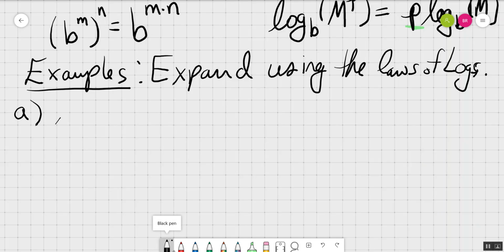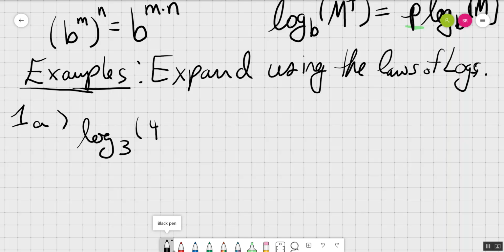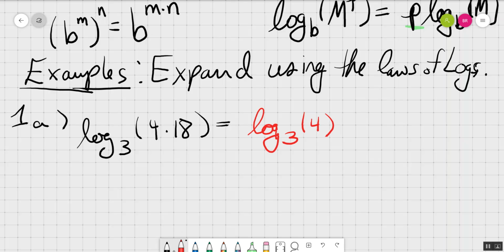So first up, I'll have a bunch of sets of these, so let's do 1a. The log base 3 of 4 times 18. That will be equal to, well, I've got a multiplication inside the logarithm, so that's going to be the same as adding outside: the log base 3 of 4 plus the log base 3 of 18. Sometimes this will allow you to simplify things, especially if one of these two were a 3. Then that would give me something that I could actually take the log base 3 of.